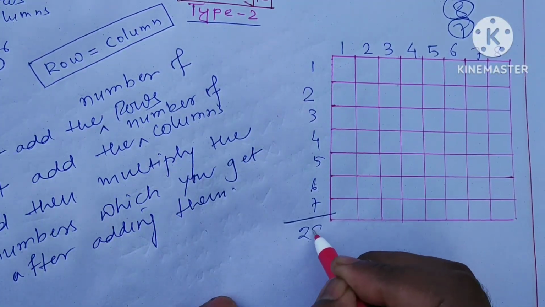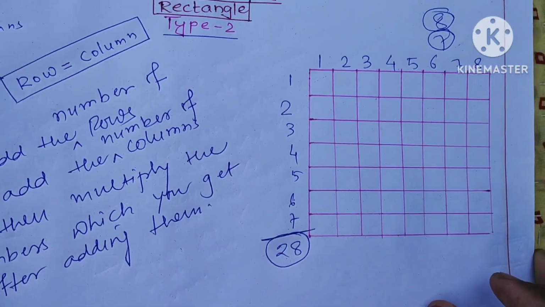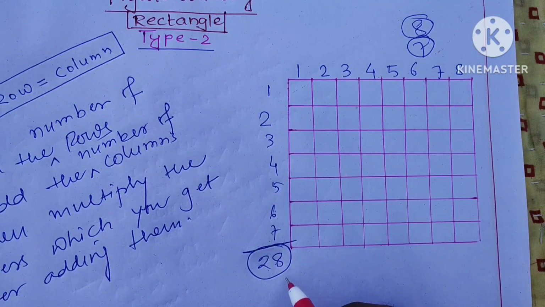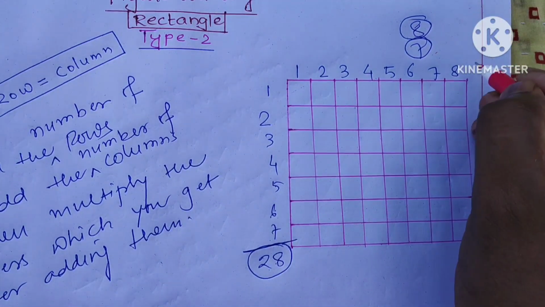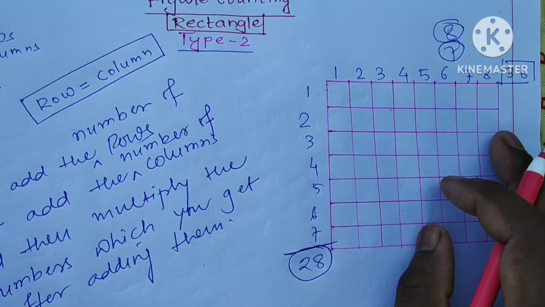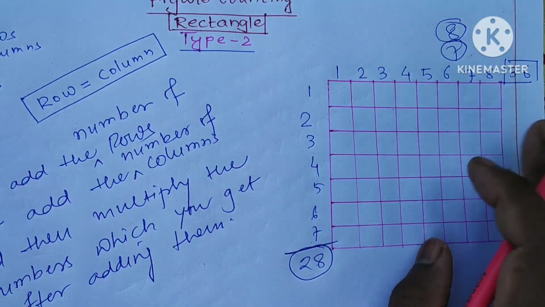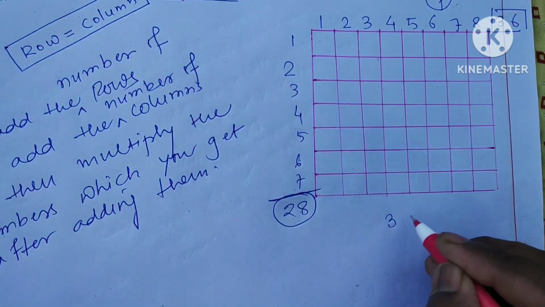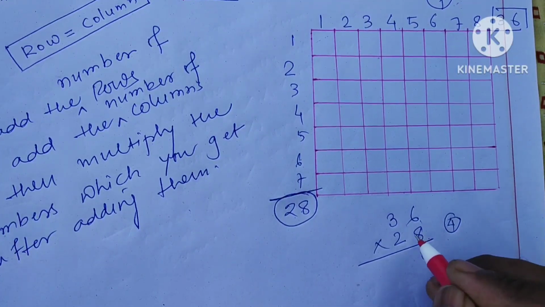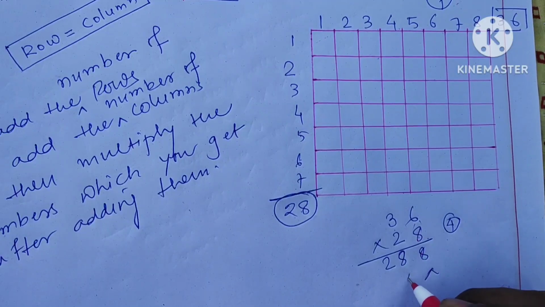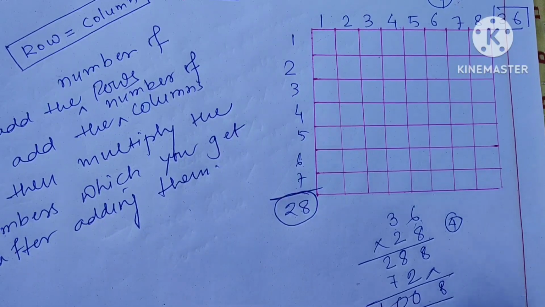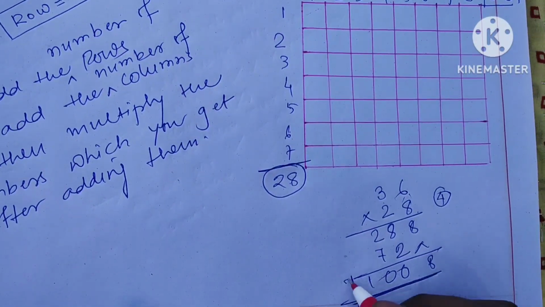Add them: 28. 28 is the summation of the columns. And if you add 28 plus 8, 36. 36 is the summation of the numbers of rows. So just multiply 36 and 28. 1008. So the total number of rectangles is 1008.